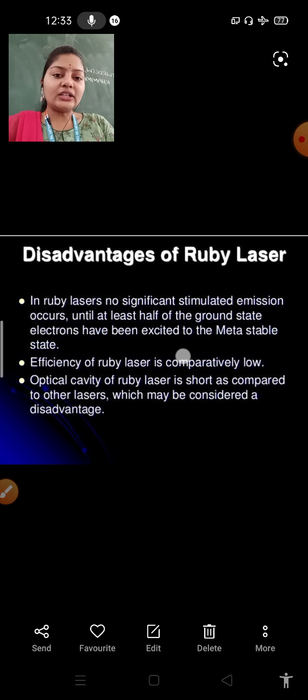Now coming to the applications of the ruby laser, where we can use this kind of laser.